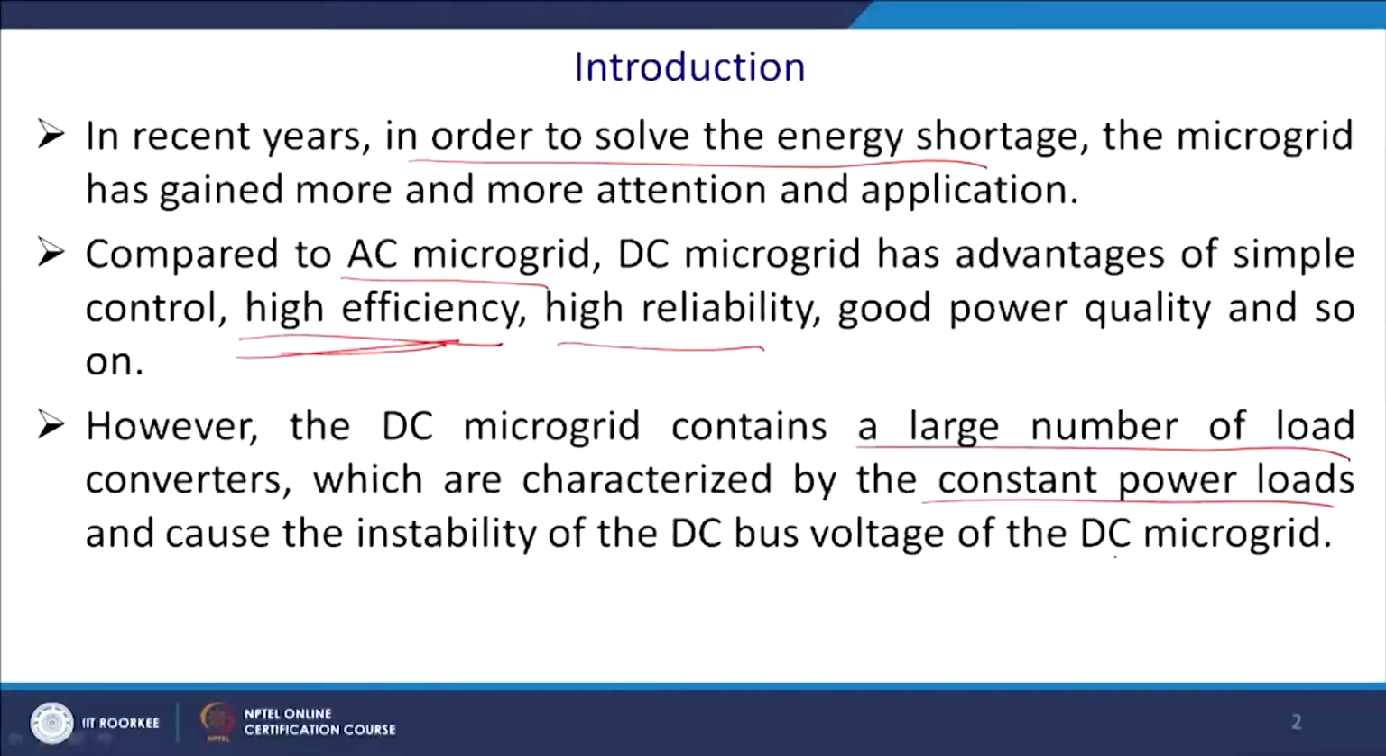One of the major problems of having a CPL in the system is that if the voltage drops, it will draw more current and take the system towards instability. Thus, a large number of constant power loads causes instability of the DC bus of the microgrid.